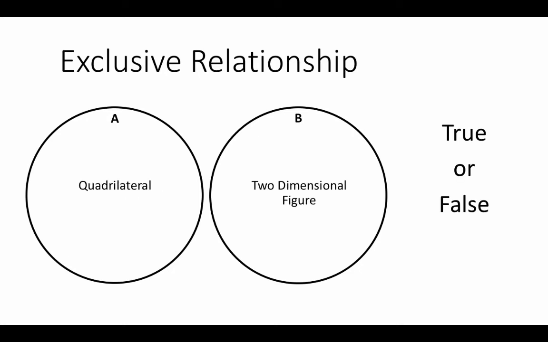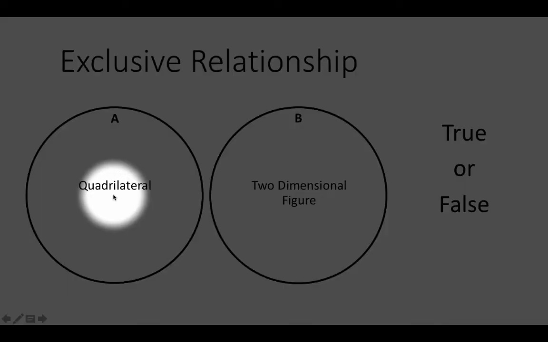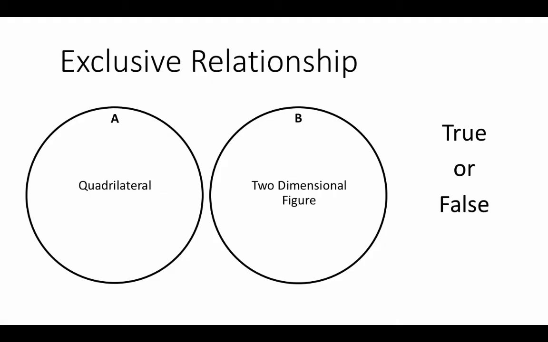Quadrilateral, two-dimensional figure. Is this relationship exclusive, true or false? Quadrilaterals, we know, exist in a plane, which is a surface that extends forever in two directions. So quadrilaterals are two-dimensional figures. The relationship between quadrilaterals and two-dimensional figures is not exclusive.